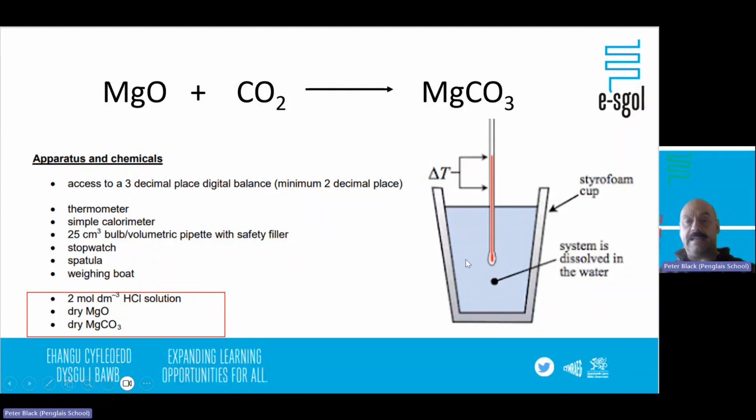Effectively, we're going to measure how much the temperature of the water is raised by adding the 2 molar hydrochloric acid to some magnesium oxide, measuring that temperature change, and then doing the same with some magnesium carbonate and measuring that temperature change. Then we'll be able to calculate our enthalpy changes for those two reactions.